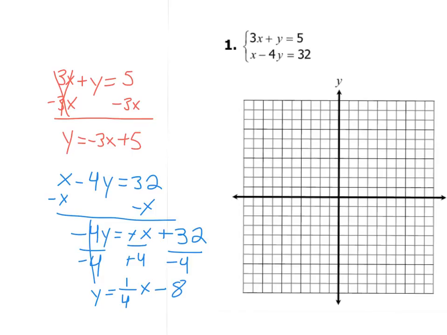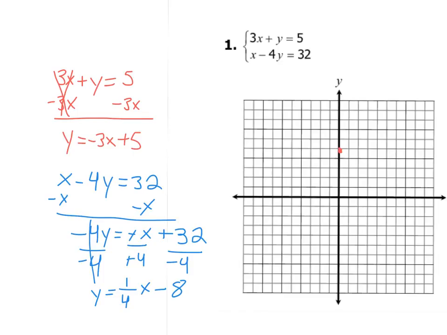And now we would graph them. So remember, when you're solving systems of equations by graphing, you want to make your graphs as neat and as straight as possible in order to find where they intersect. Okay? Now, the first one has a y-intercept of 5. So that would be the first thing you put on your graph.